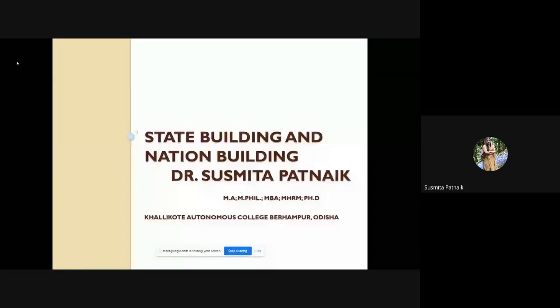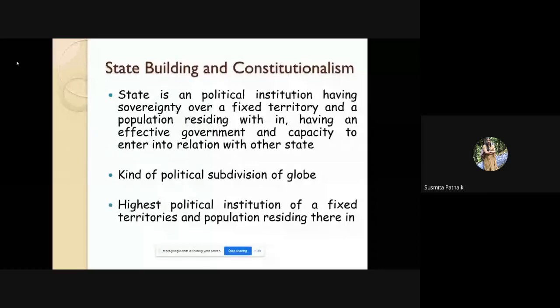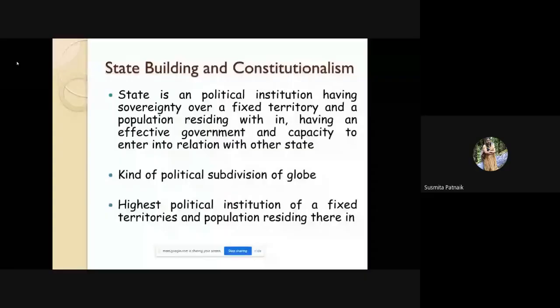So in your examinations, questions will come: what is the state, what are the different theories of state, what is the difference between the state and the nation, what are the different challenges of nation building. Suppose regionalism, or language, religion, or personal factors. So these are the challenges of nation building.